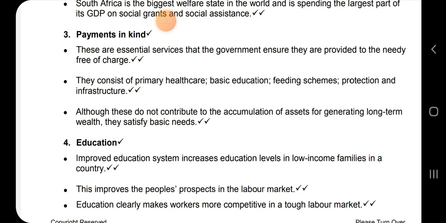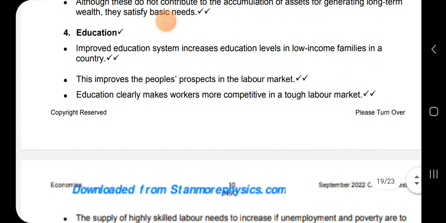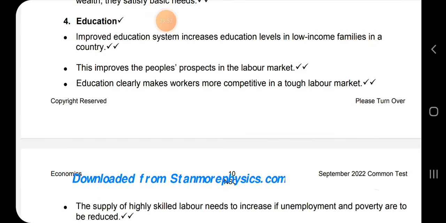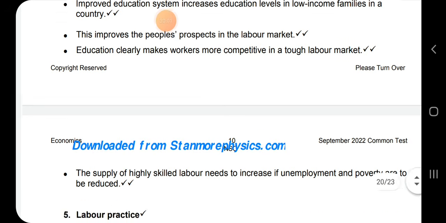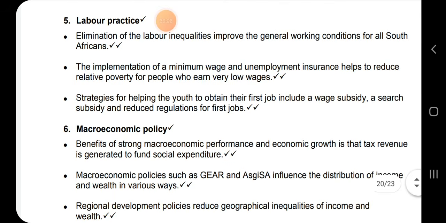And then payments in kind: these are essential services that the government ensures are provided to the needy free of charge. So they provide certain services to the needy free of charge in order for them not to be so poor and left out. With education, they improve the educational system and increase educational levels in low-income families in a country. So giving free education is also one of those redistribution methods. And the labor practice: elimination of labor inequality and improving the general work conditions for all South Africans.